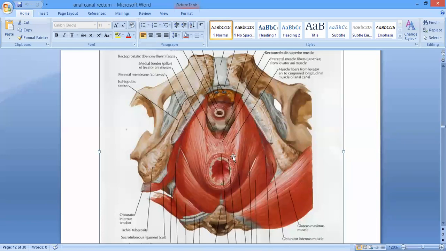It is just passing in front of this. It's just behind this transverse line. ठीक है जी, अभी आपका concept clear हुआ जी? About the pelvic outlet. ठीक है, pelvic outlet को हमने we have divided into the two triangles.